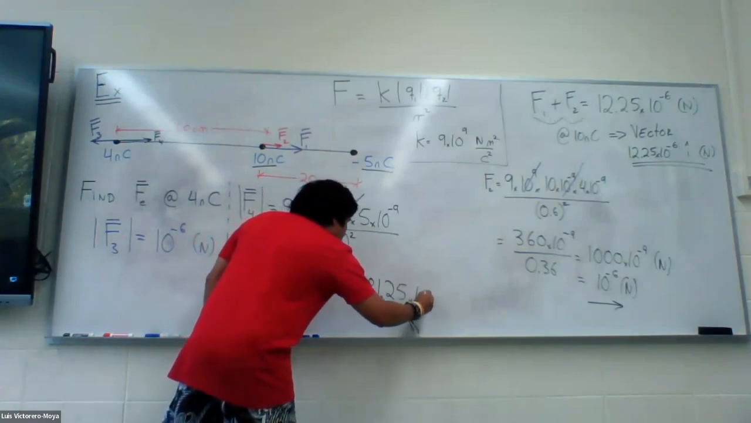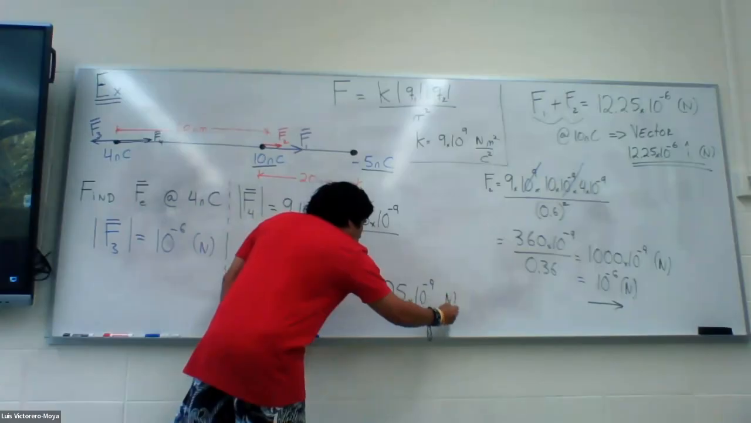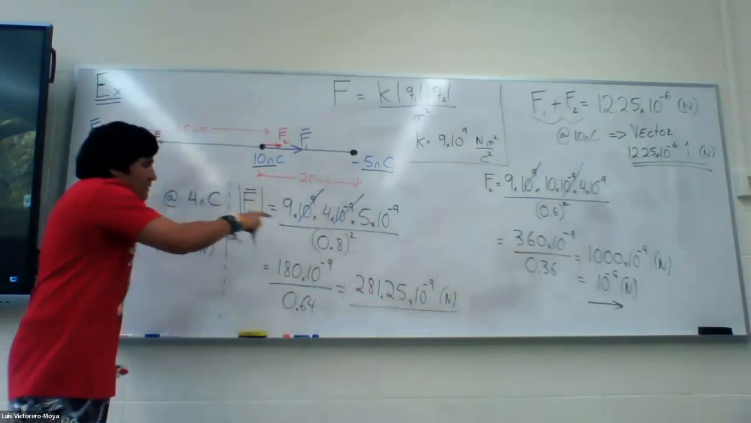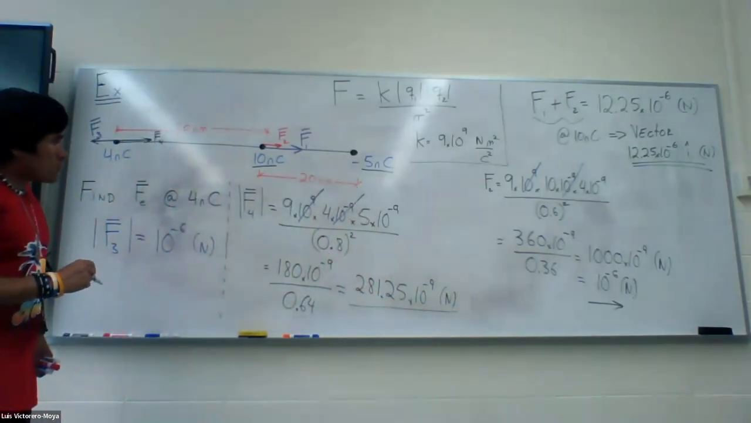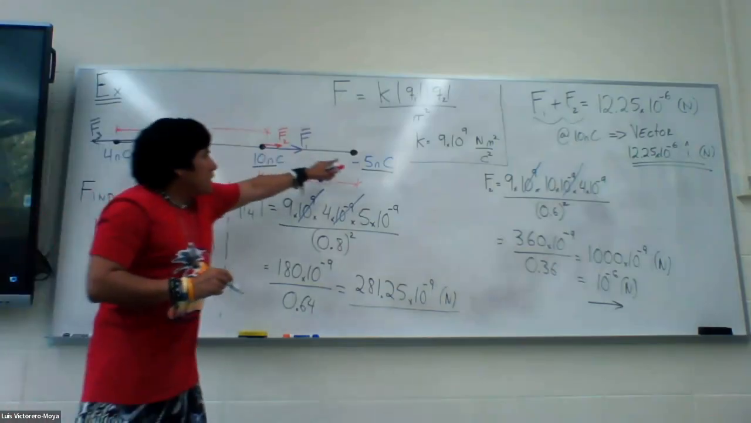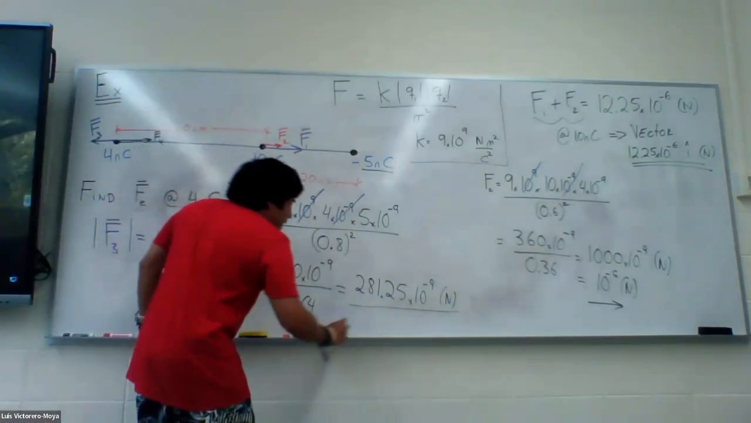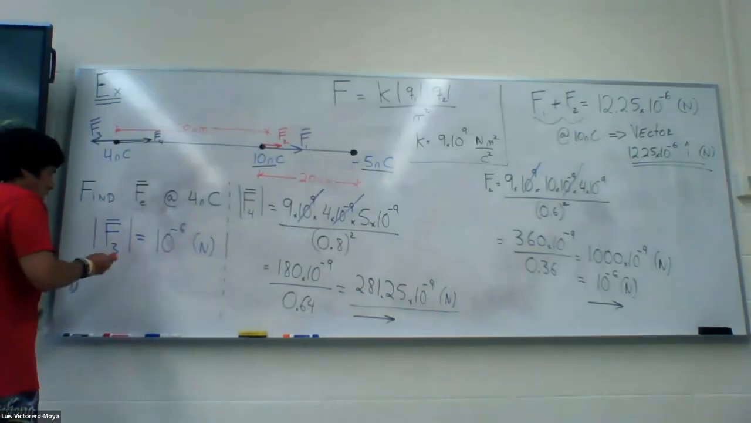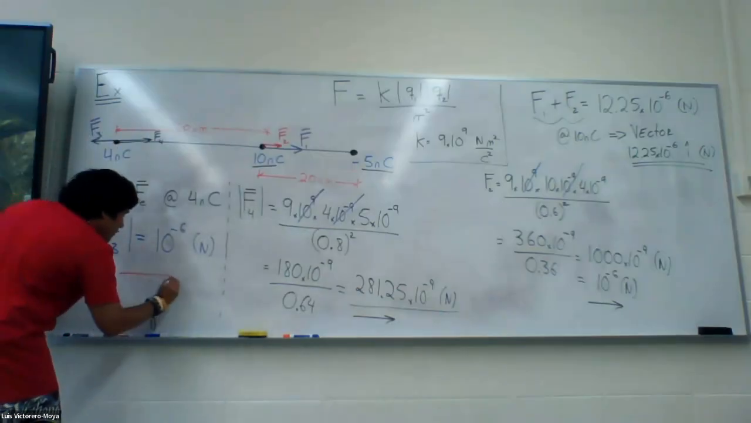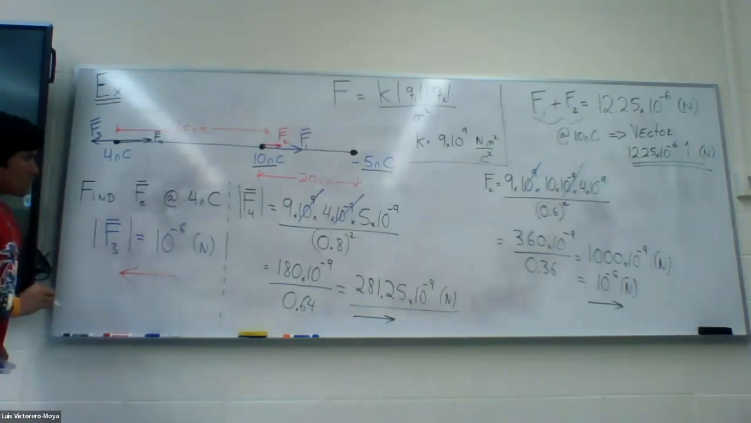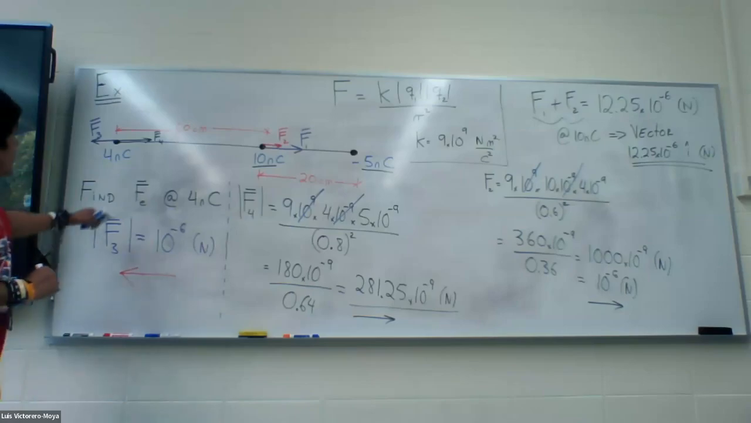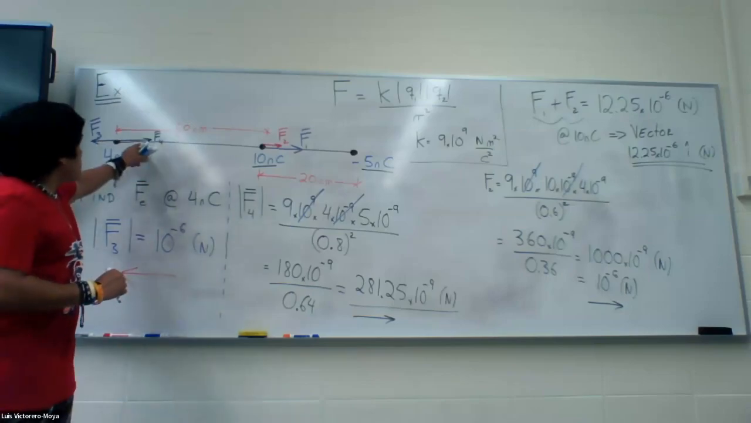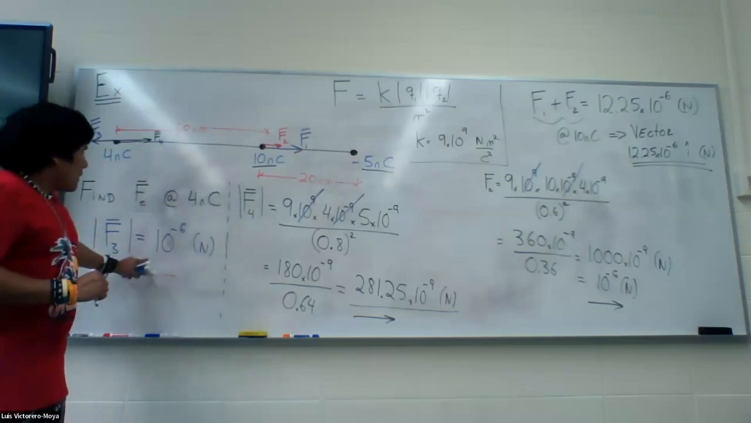Times 10 to the negative 9 newtons. That's my force between this and that. But F4 is going to the right, and F3 is going to the left. So we need to subtract the values between these ones and these ones here. This minus that.